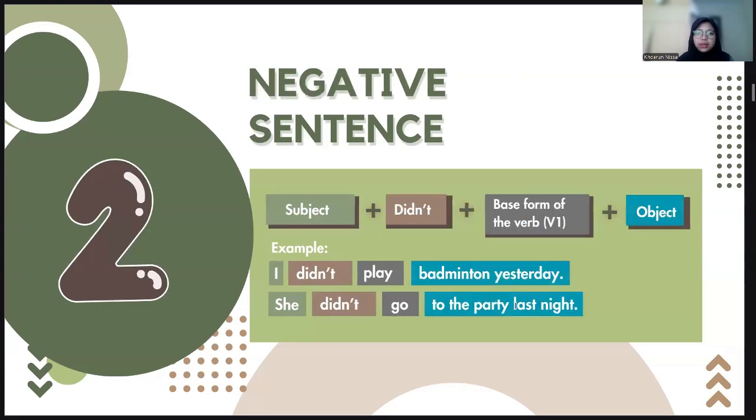Next, for the negative sentence, we have formula subject plus did not plus base form of the verb one plus object. For example, I didn't play badminton yesterday. She didn't go to the party last night. Here I use the same color to make it easier.